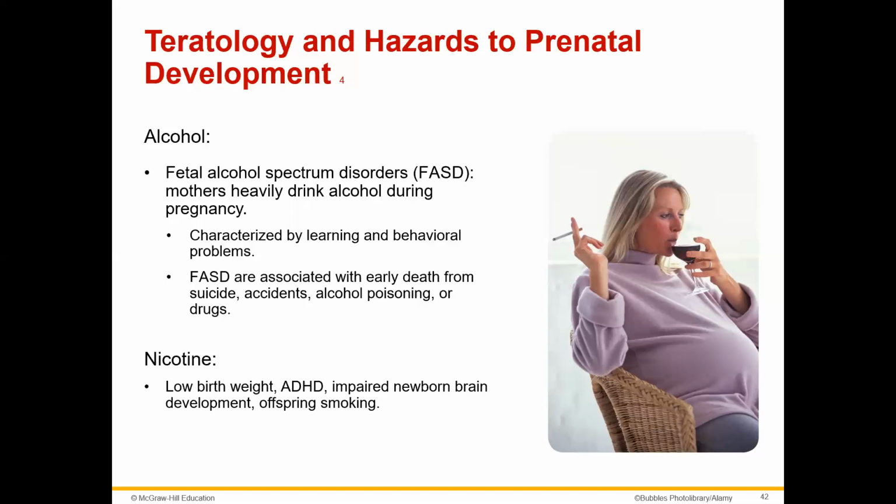Also, what we can expect to see is facial deformities, very, very common in fetal alcohol spectrum babies. There's a number of facial features that may be distorted. And this is one of the things that may lead to things like a higher chance of suicide and whatnot. I mean, in a sense, they're marked as different in their faces. Okay, nicotine, as you can see, low birth weight, ADHD, more likely impaired newborn brain development, and the offspring is more likely to smoke themselves when they grow up.